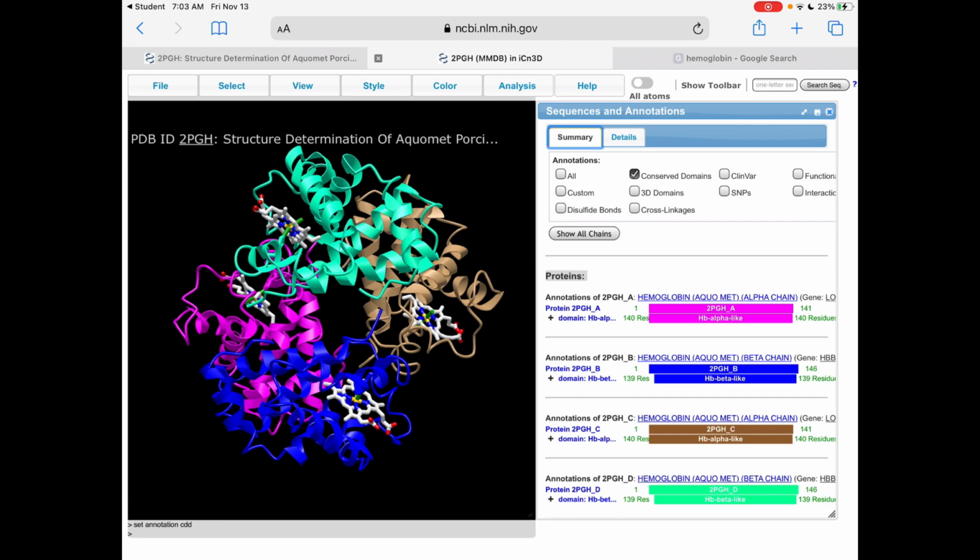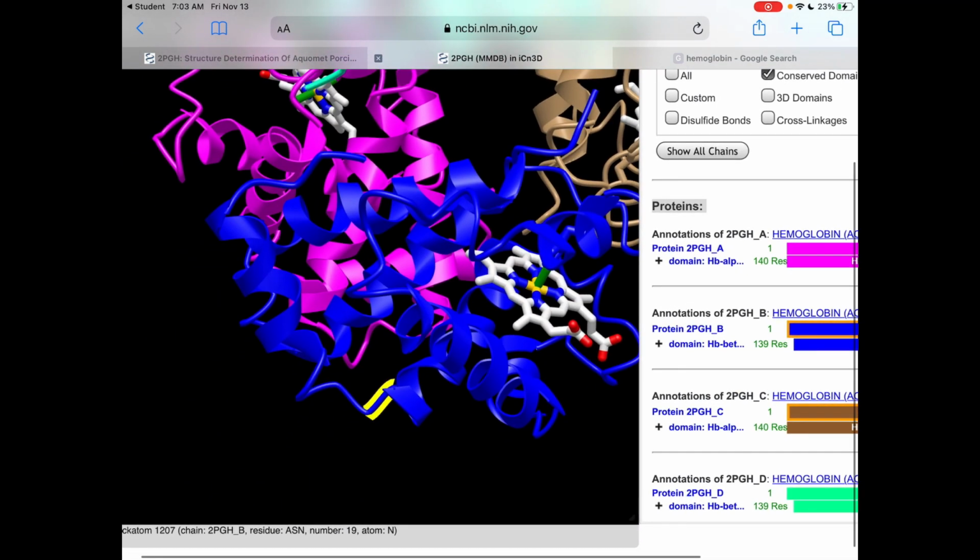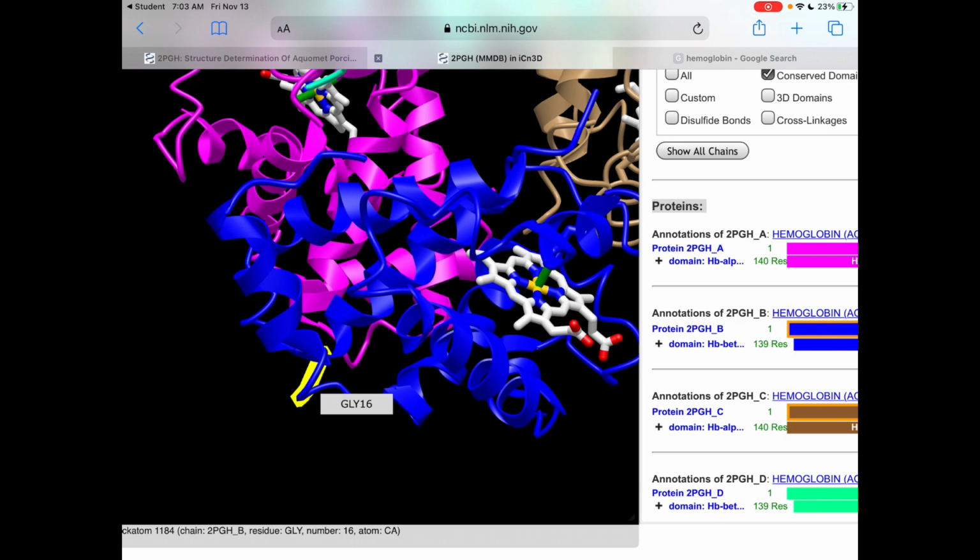So how we're going to figure out the amino acids is if I click on the protein at any spot. So there's 4 proteins in here signified by the different colors. So if I went to this blue protein and I wanted to know what amino acid was at spot 16, it tells me this is glycine. If I wanted spot 8, it tells me it's lysine.